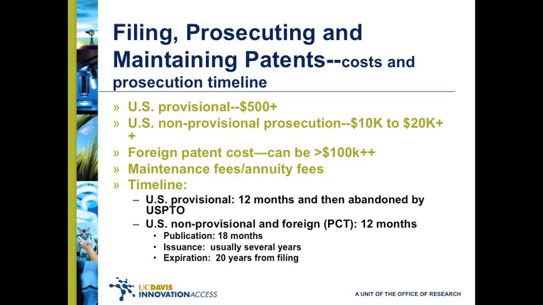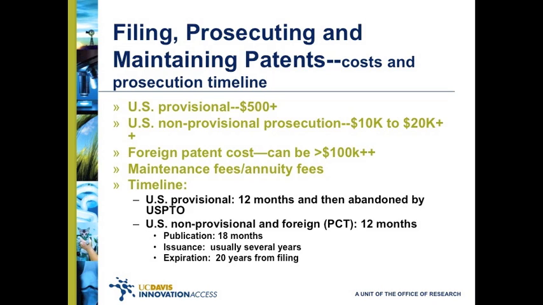The typical timeline for a U.S. provisional, as mentioned before, is 12 months, and then it's abandoned by the U.S. Patent Trademark Office. The U.S. non-provisional and foreign must be filed within 12 months. These are published 18 months after filing. And typical time to issuance is several years, although it can be much longer.